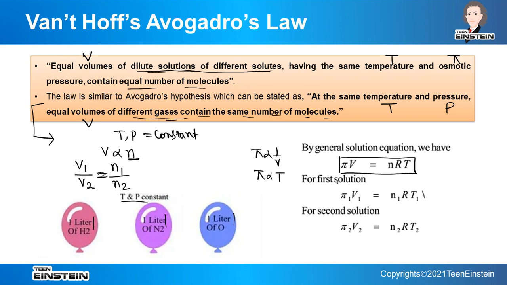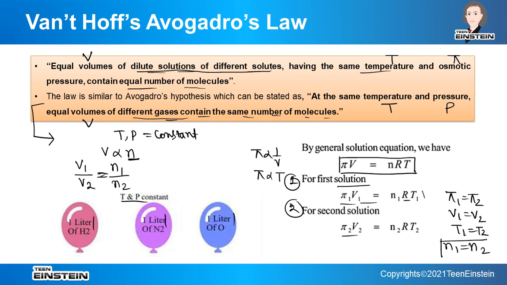So suppose there are two solutions, number 1 solution and number 2 solution. For the first one, pi 1 V1 is equal to n1 RT1, R is the same for both. And for the second solution, pi 2 V2 equal to n2 RT2. But if pi 1 is equal to pi 2, V1 is equal to V2, T1 is equal to T2, obviously n1 will also be equal to n2. Okay. So that is actually this Van't Hoff-Avogadro's law, that equal volumes of dilute solutions of different solutes, when temperature and osmotic pressure are the same, will contain an equal number of moles. That is n1 will be equal to n2. Okay. So this is Van't Hoff-Avogadro's law.